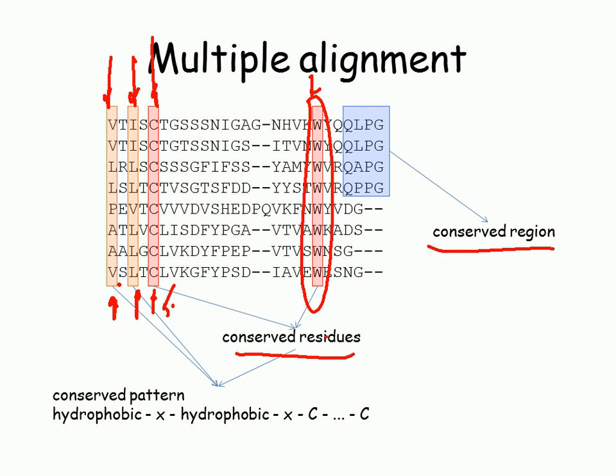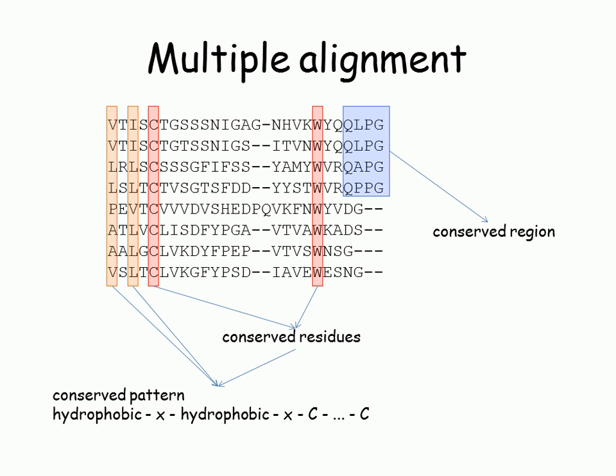And then you have some conserved regions. Those are blocks of amino acids that are identical. So you could have a single residue that is identical, a single column, or you could have multiple identical columns that are clustered together, and those would be conserved regions in the protein.